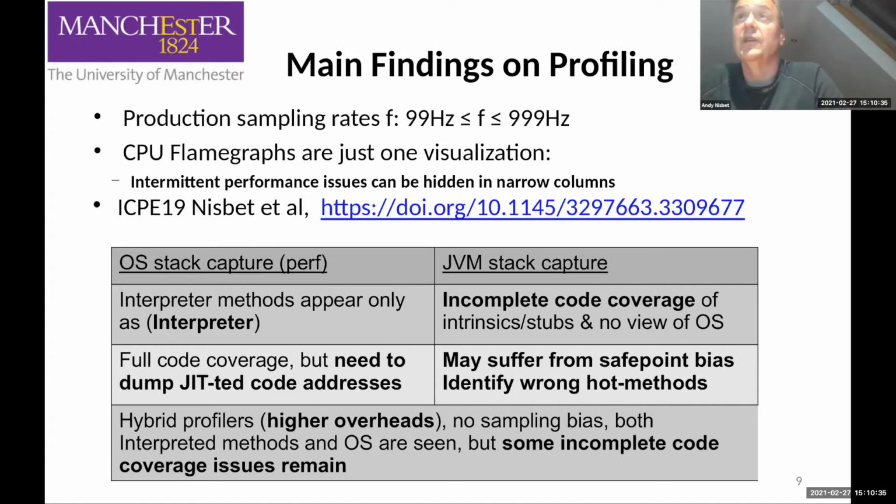Hybrid profilers use perf and AsyncGetCallTrace. By doing so, they can avoid sampling bias, but they still suffer from incomplete code coverage within the JVM.